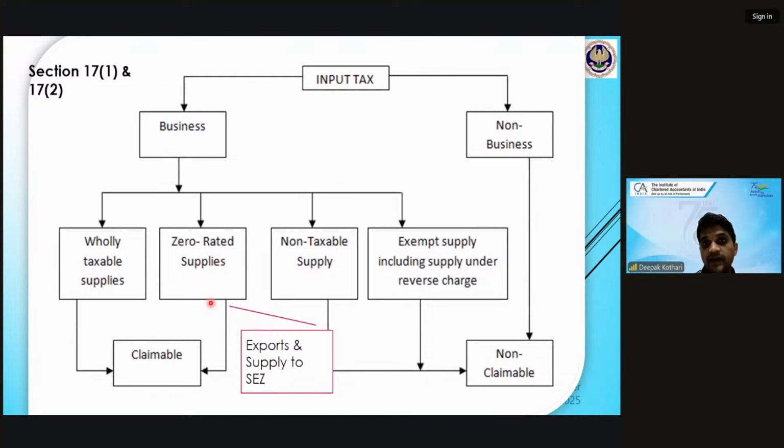What is zero rated supplies? Zero rated supplies is whatever you do as exports and whatever you supply to SEZ, they are treated as zero rated supply.